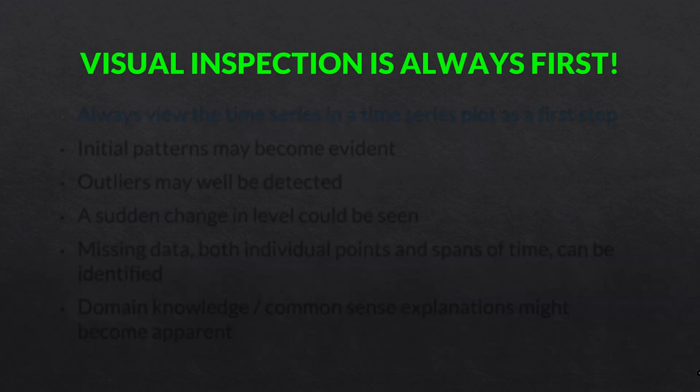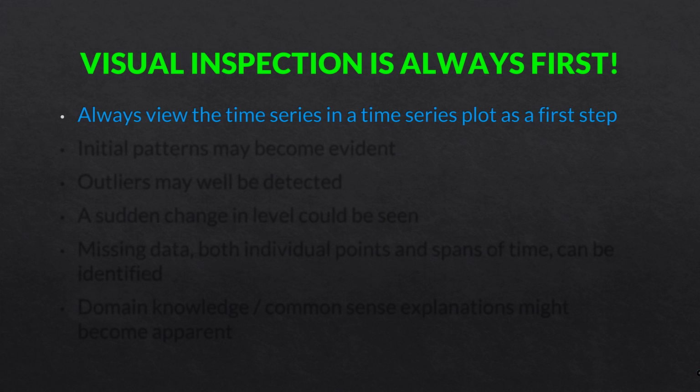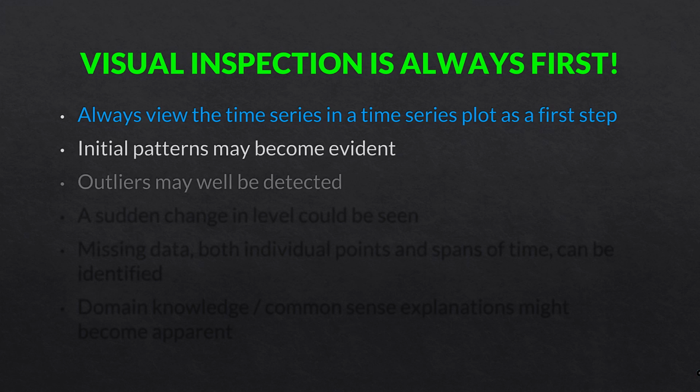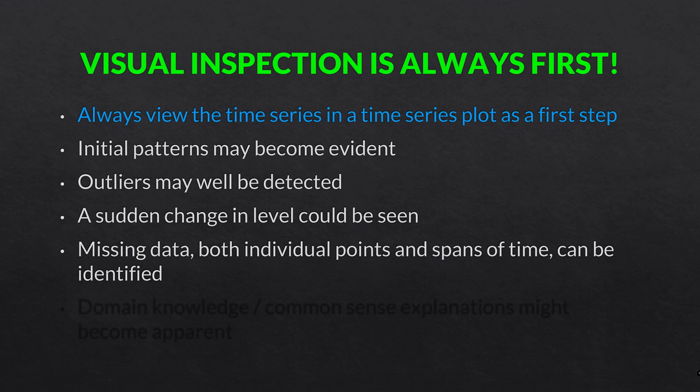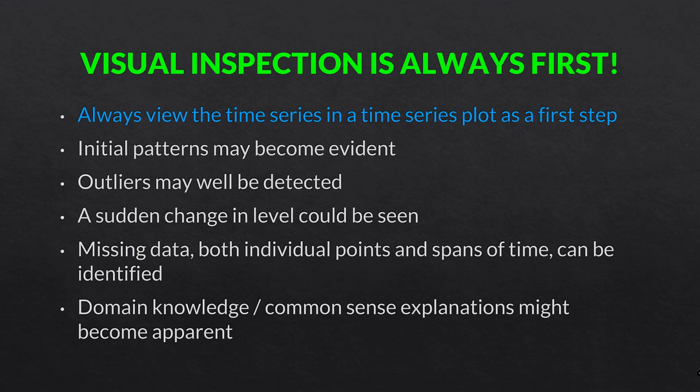So let's get going. As I'm sure you have heard many times before in statistics, always view the data, in this case time series, and a time series plot as a first step. Always go for some simple visuals first. Why? Well, initial patterns may become evident. Outliers may well be detected. A sudden change in level could be seen. Missing data, both individual points and spans of time, can be identified. And domain knowledge or common sense explanations might become apparent, like we will see in the next slide. So always look at an initial time series plot as a first step.